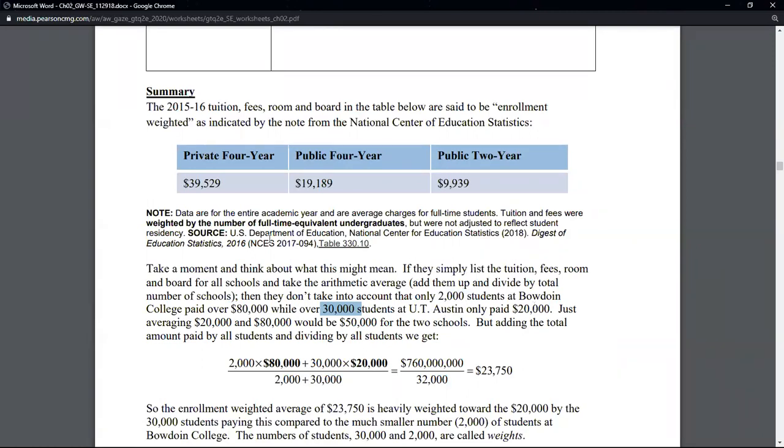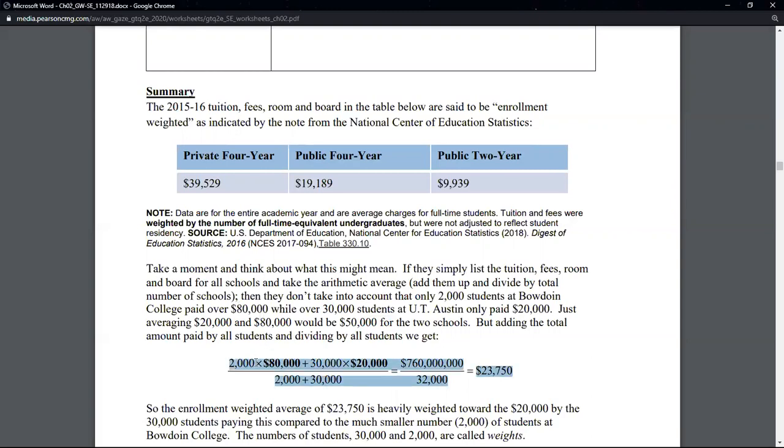And 2017, tuition got expensive in the 2000s, as you know. So if you just average the $20,000 and the $80,000 from those two schools, you get 50,000. 20 plus 80 is 100. 100 divided by 2 is 50. So 50,000 would be the average. But that's not representing the fact that there were way more students paying 20 grand than there were paying 80 grand. So it's a lot better to take that into consideration and weigh it. So that's what this does.